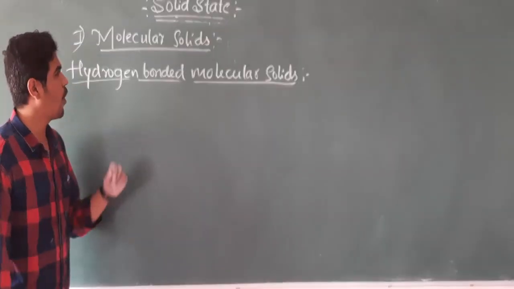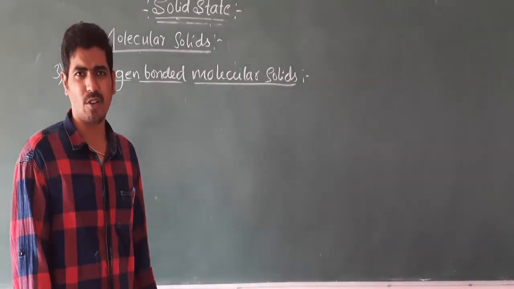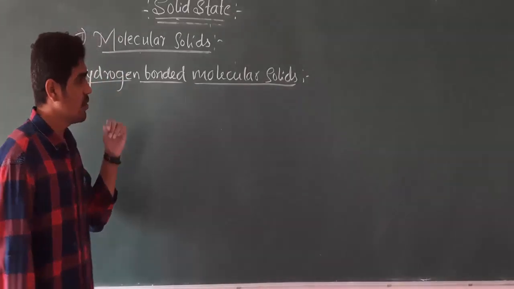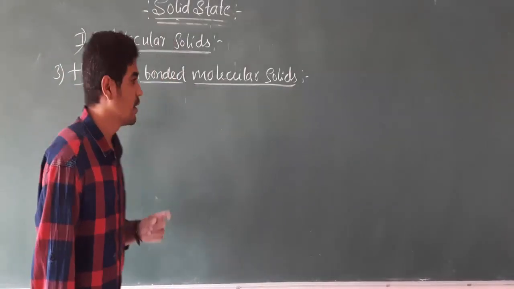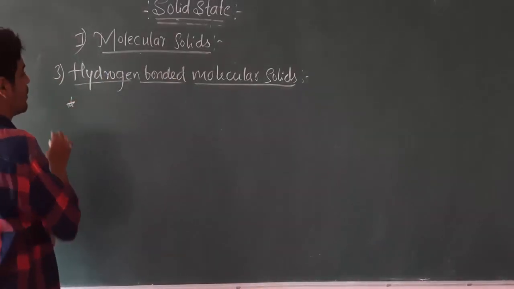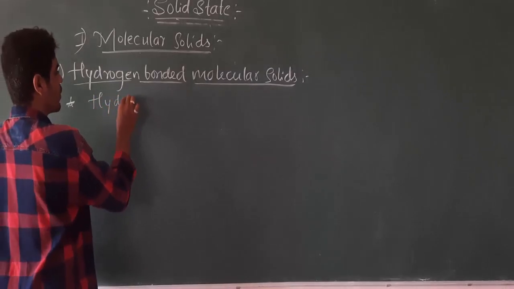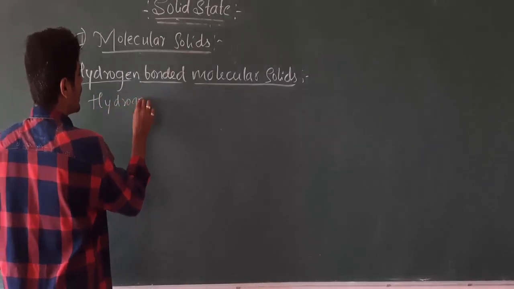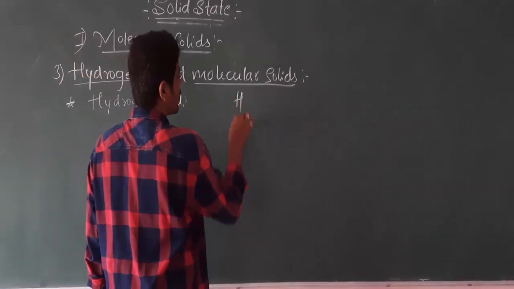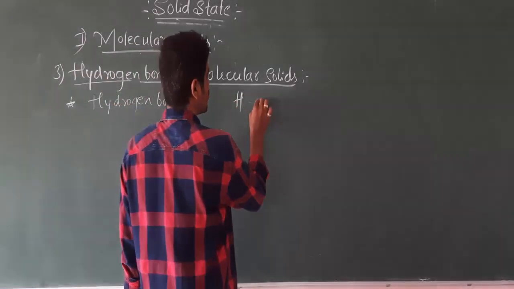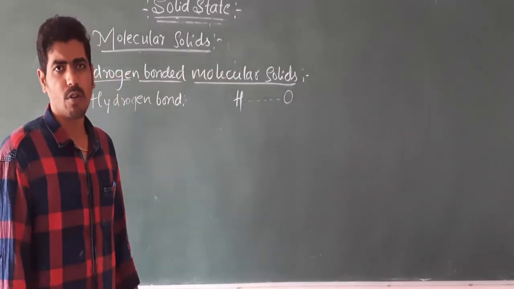The next type of molecular solid is hydrogen bonded molecular solids. So here also the constituent particles are polar molecules, but the binding force which is present between those polar molecules is a hydrogen bond. So it indicates there is a presence of a bond between hydrogen and a more electronegative atom like oxygen.